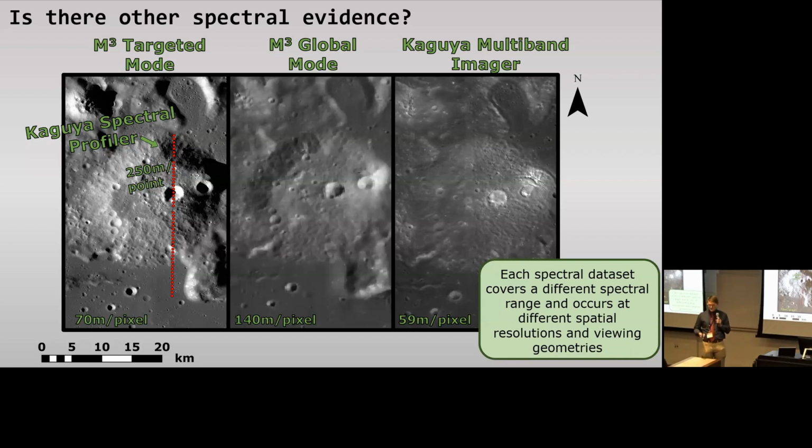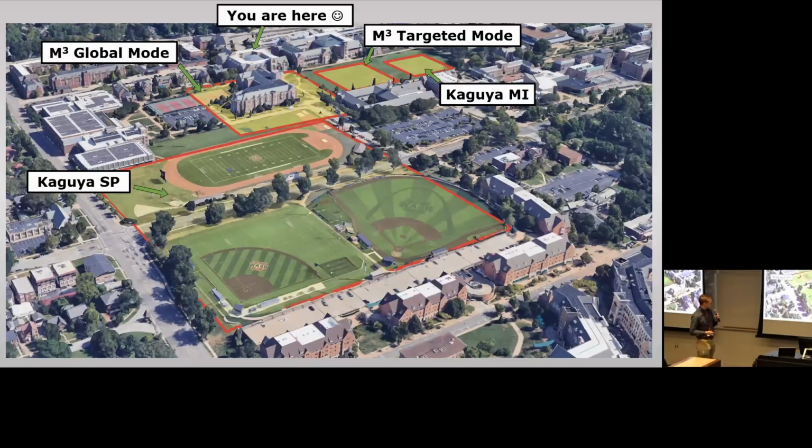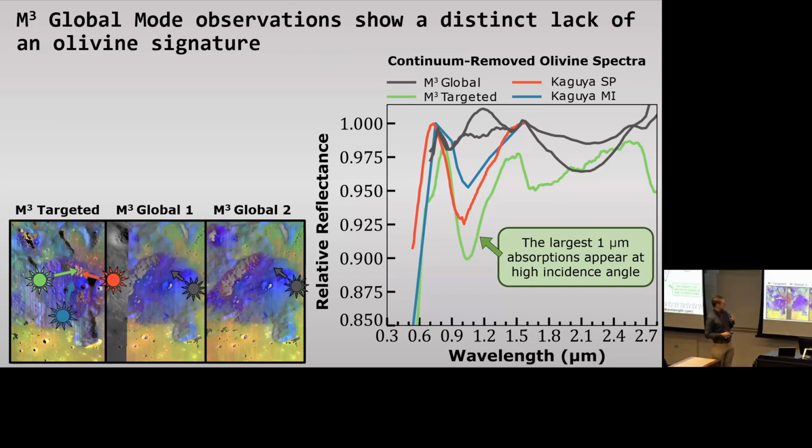So to kind of illustrate how different these data sets really are, I mapped out each of the single pixel sizes of these instruments on the wonderful WashU campus here. And you can see that going from MI to M-cubed to SP, they really are looking at physically different things, i.e., a geological phenomenon that appears on the scale of this grassy area out here might not appear on the scale of 2 baseball fields and a football field, for example. So now let's get into our comparison.